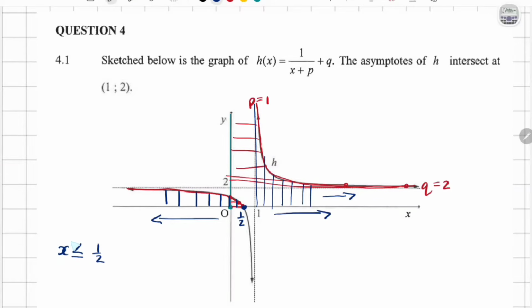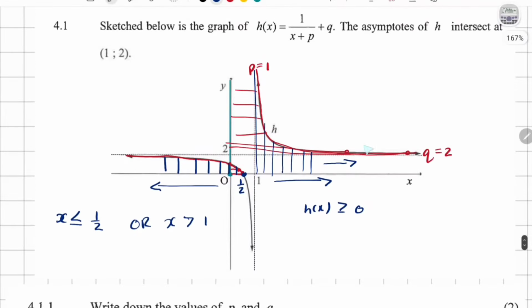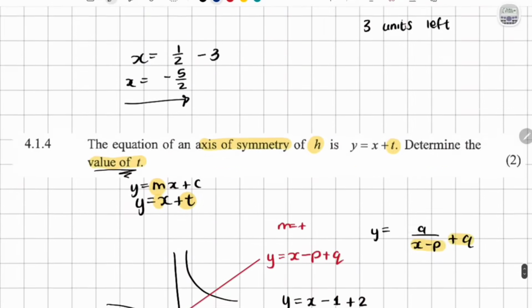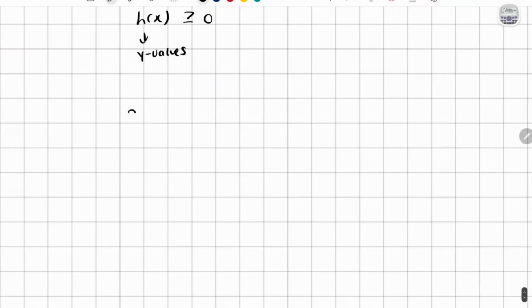So x is either less than or equal to a half, or x is greater than 1. This is our solution. We can't really see any other place where this happens except for those two places. So we say that x is less than or equal to a half, or x is greater than 1. That's going to be our answer for that question.